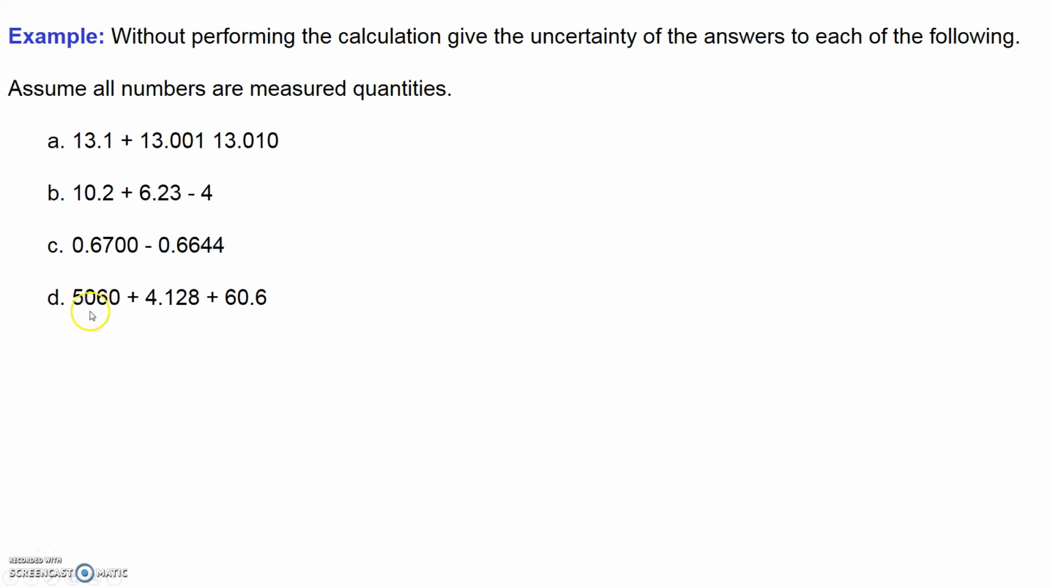Alright. So in D here, it's a little bit different because we have a trailing 0 that isn't counted in this first number. So this first number here, where we're in this addition, our uncertainty is going to be in the tens position. So that's going to be plus or minus 10 will be our uncertainty. In our next two numbers, the uncertainties are much smaller than plus or minus 10. In this case, it's going to be plus or minus 0.001. And in this case, it's going to be plus or minus 0.1. So our uncertainty for our final addition there will be plus or minus 10.